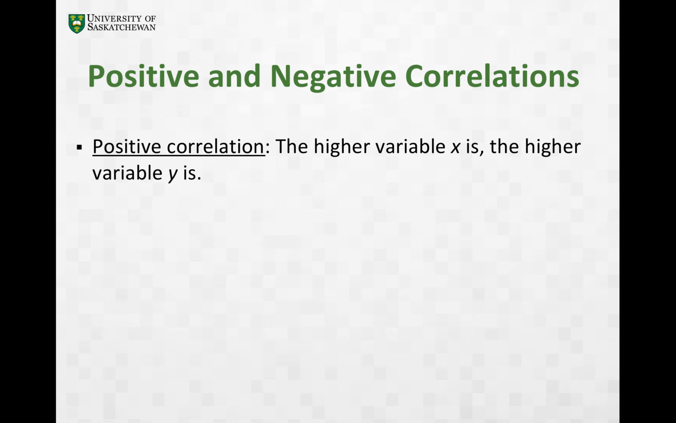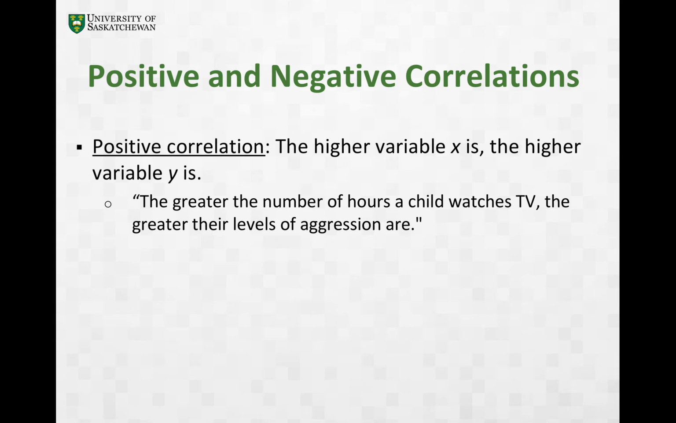A positive correlation is that the higher variable x is, the higher variable y is. So as one variable goes up, the other variable goes up as well. For example, the greater the number of hours a child watches TV, the greater their levels of aggression are. So as TV watching goes up, aggression goes up. Okay, so that would be a positive correlation.